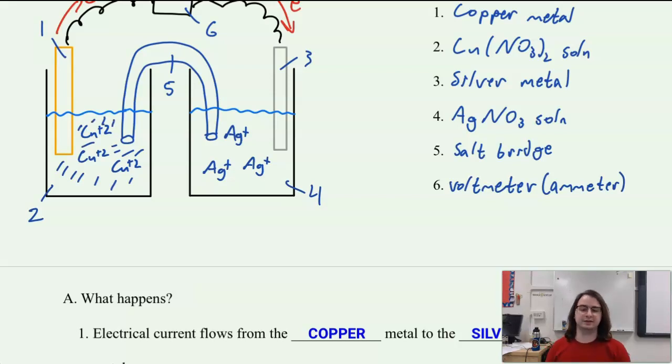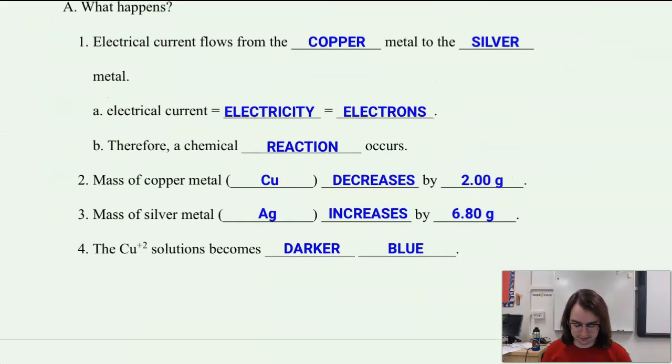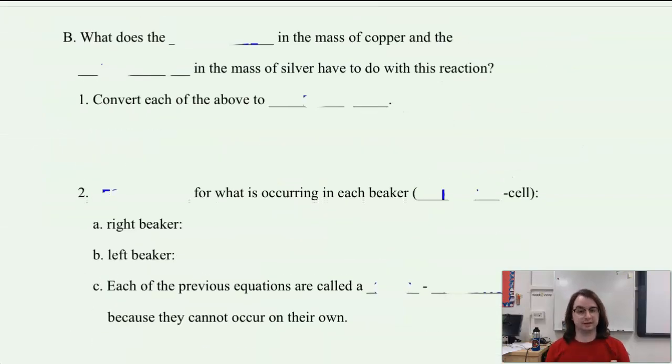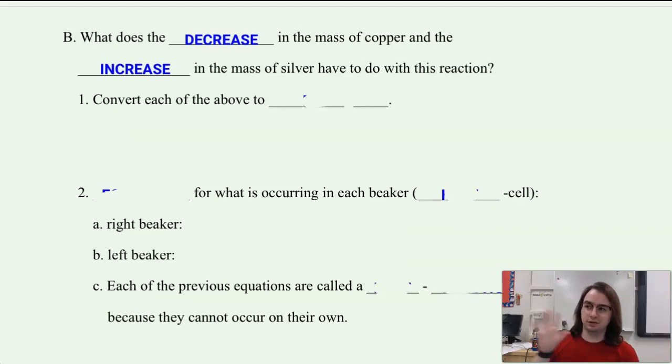So why are all these things occurring? Well, these things are occurring based on the electrical flow, like the electron transferring from the copper to the silver. And how do we determine what the decrease in the copper metal and the increase of the silver has to do with this reaction? Well, we have to take a second and take the mass of each, the grams that we started with, and convert them into moles. So let's do that.